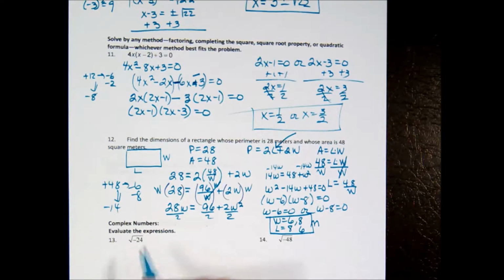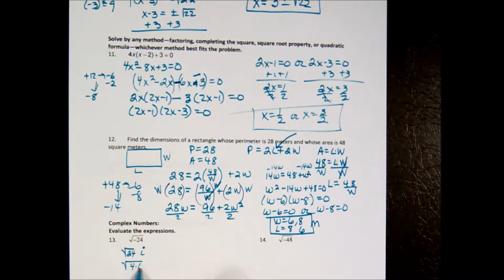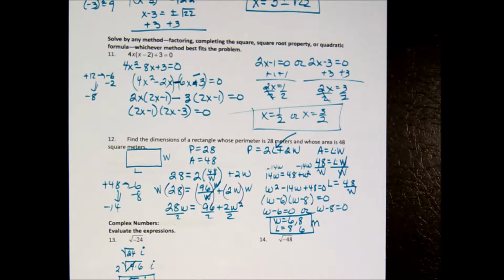All right, let's look at some complex numbers. It says evaluate the expression, and we've learned that the first thing that you always do is pull out the i. So we know that that is going to be equal to square root of 24i. Now we're going to break down this into its perfect square factor, which is 4 times 6. And then we have our i. Square root of 4 is 2, so I get 2 square roots of 6i. And that is the correct way to write it, with the i coming last.